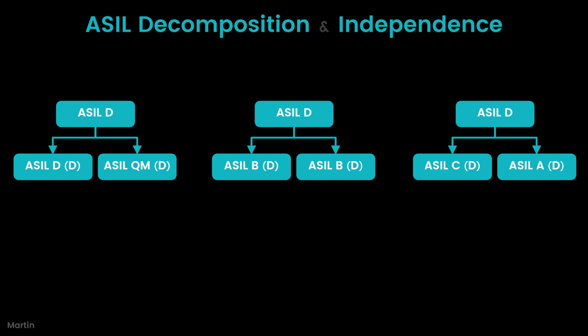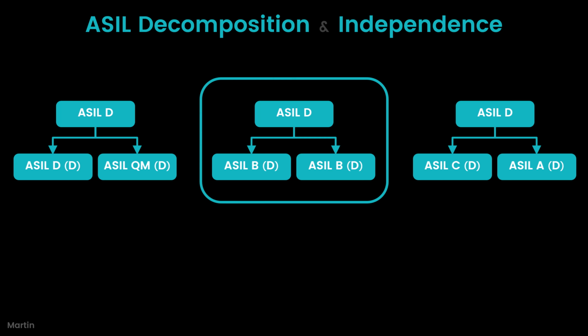This approach helps optimize development effort and cost by avoiding unnecessary application of the highest ASIL across the entire system, while maintaining the required level of functional safety through architectural independence and fault tolerance. For example, an ASIL D safety requirement can be decomposed into two independent ASIL B components, which together provide an equivalent level of risk reduction to the original ASIL D requirement.